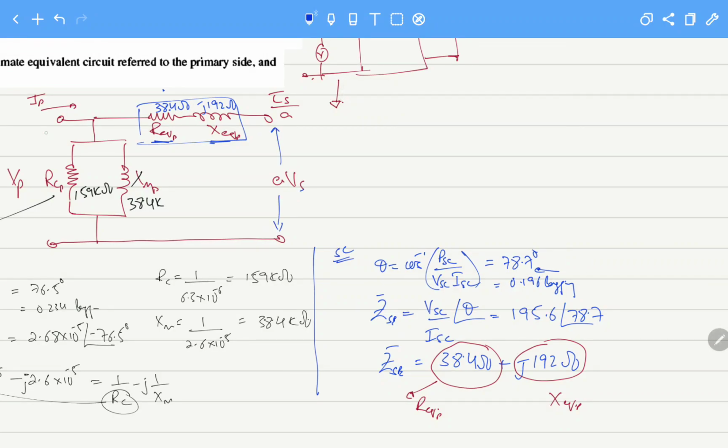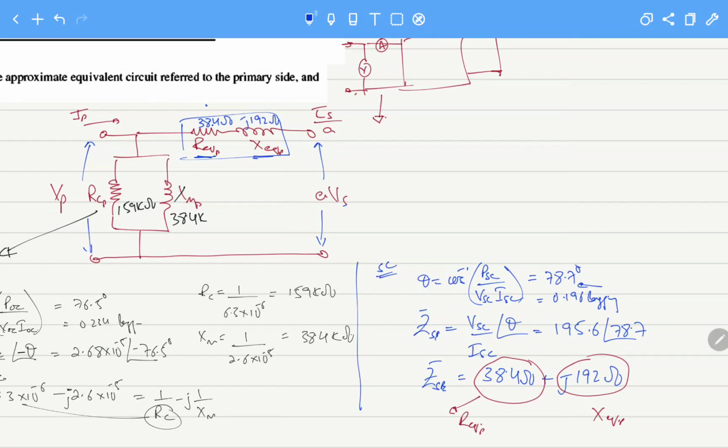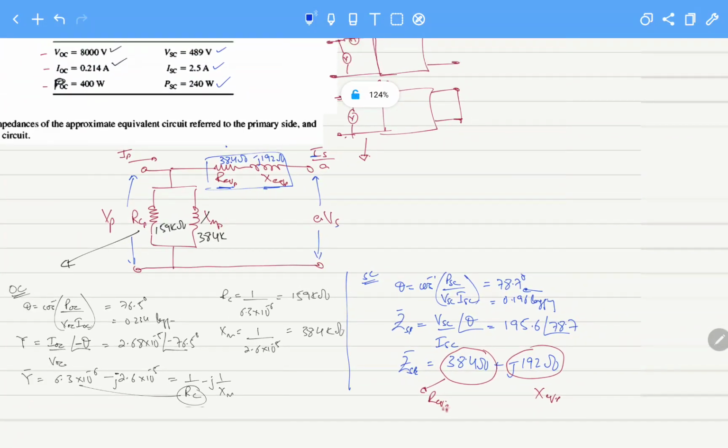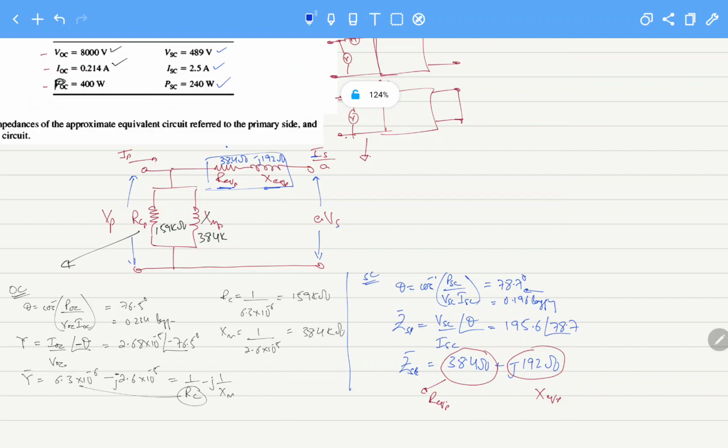Whenever you are asked to draw the equivalent circuit, you should also show the relationship of the voltages and the currents. That is very important. This part tells you which side the transformer is being reflected to.